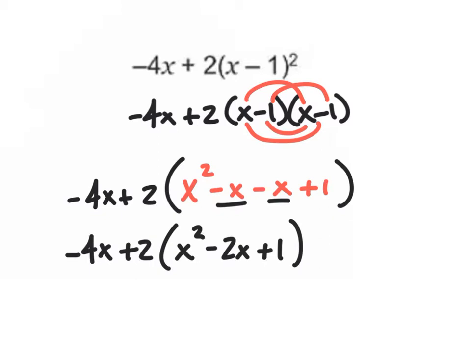Now I'm not done. All I've done is multiply this out. I still need to distribute this 2. I still need to multiply it together before I can do anything. So let's think about it. We did our parentheses.